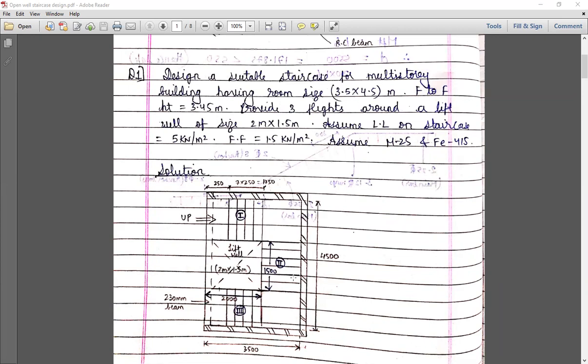1 meter by 1 meter mid landing. No, tell me the room size, na? Okay, you have considered the mid landing as 1 meter. X जैसे यहाँ पे कितना है 3.5 in X, in Y direction 4.5. So tell me that room size.